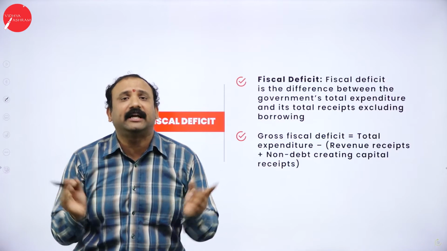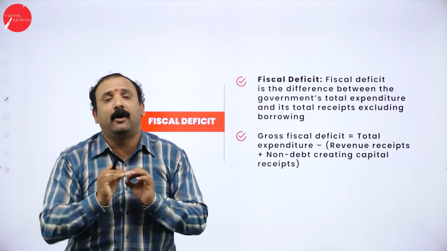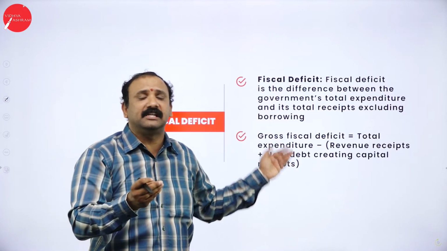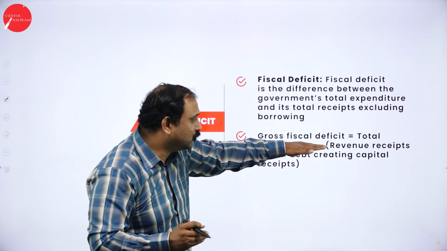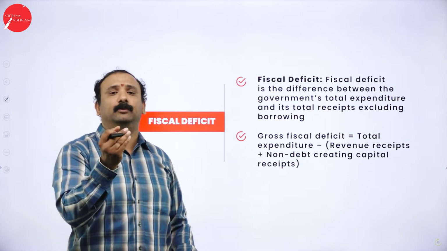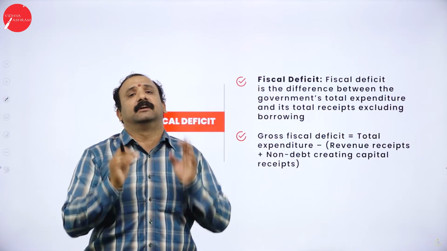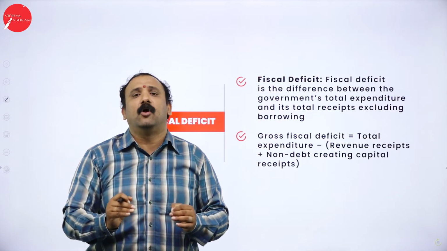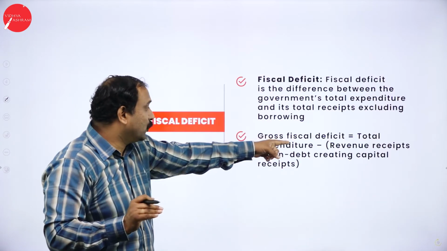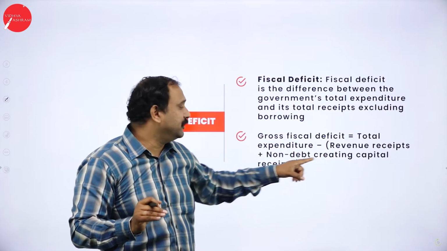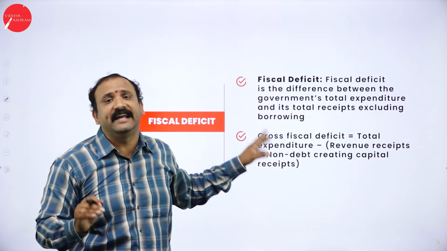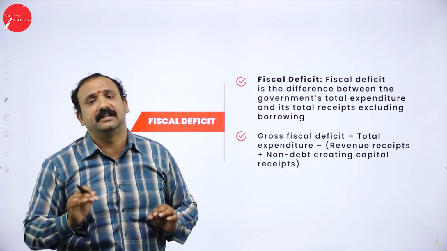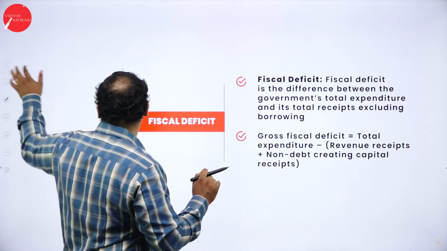Non-debt means that which is not accumulating as a loan on top of the economy. That's just an amount that we have received from other factors. So when you use this formula, we will come to know the gap in fiscal. Fiscal deficit, the word deficit itself meaning shortcoming, equals total expenditure minus revenue receipts plus non-debt creating capital. That is how we understand the gross deficit in the economy.